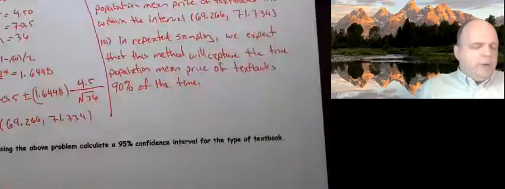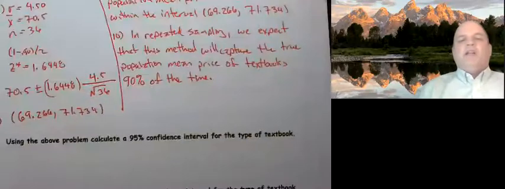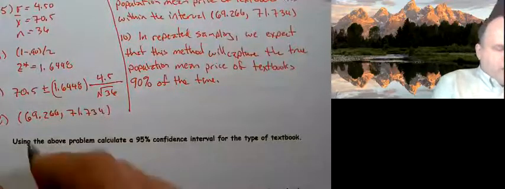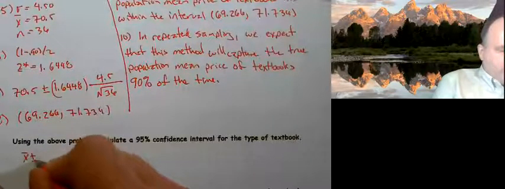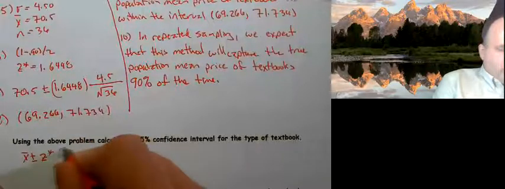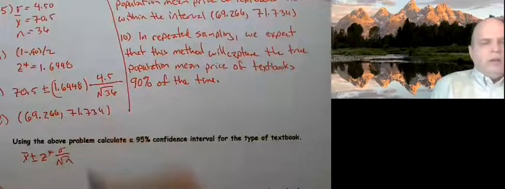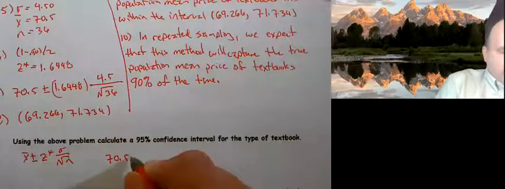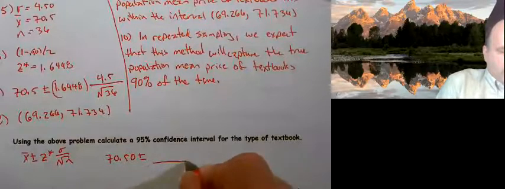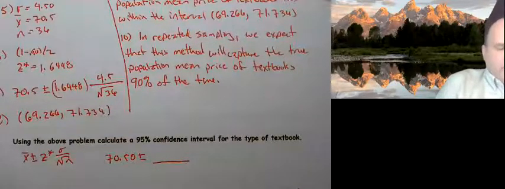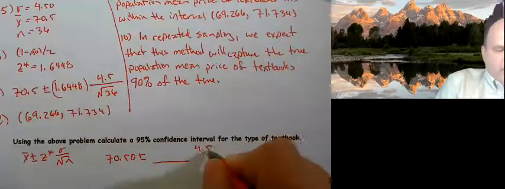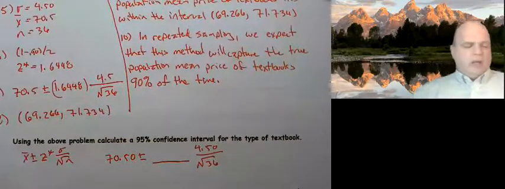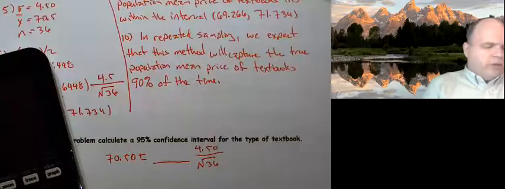Okay, so the next thing, use the above problem to calculate a 95% confidence level for the same textbook. So basically, we have X bar plus or minus Z star sigma divided by the root of n. Well, our X bar is still going to be 70.5 plus or minus. I'm going to leave a space for Z star because I don't know that off the top of my head. I know my standard deviation is 4.5, and I know I need to take the square root of 36. So in this case, let's calculate our Z star.